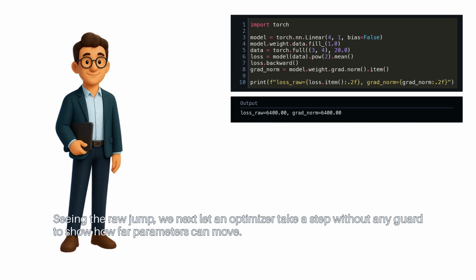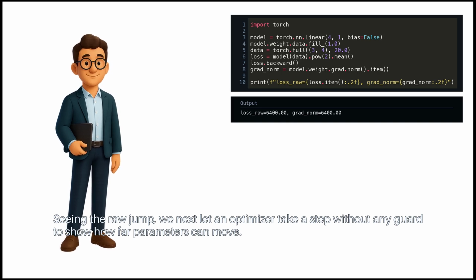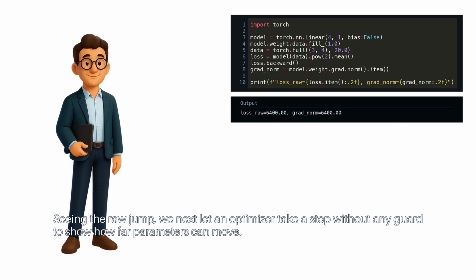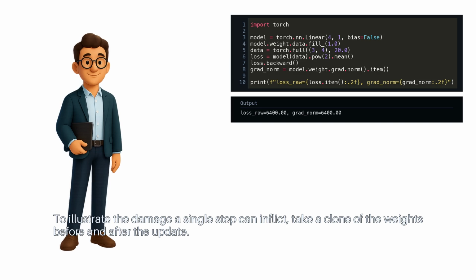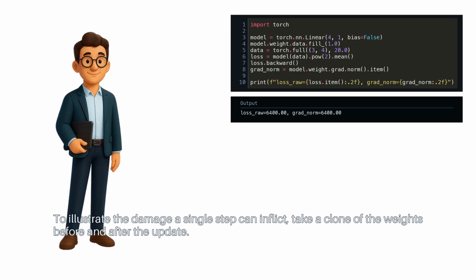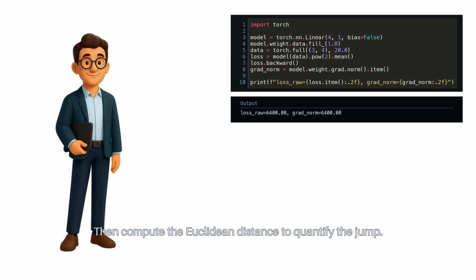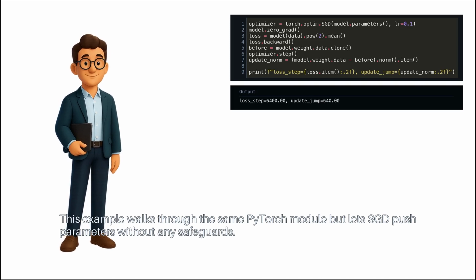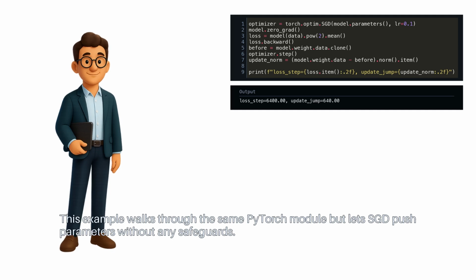Seeing the raw jump, we next let an optimizer take a step without any guard to show how far parameters can move. To illustrate the damage a single step can inflict, take a clone of the weights before and after the update. Then, compute the Euclidean distance to quantify the jump. This example walks through the same PyTorch module, but lets SGD push parameters without any safeguards.